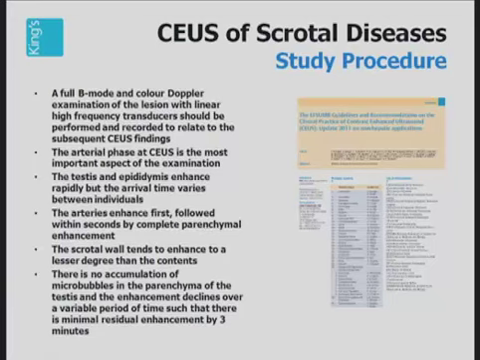Now let's look at contrast-enhanced ultrasound of scrotal diseases. This is a little different from your normal contrast-enhanced ultrasound examination, for example, of the liver. The transducers used when you're examining the liver are predominantly of the 3, 4 or 5 megahertz level. When you're examining a small part, such as the testes, you're going to use higher frequency probes.